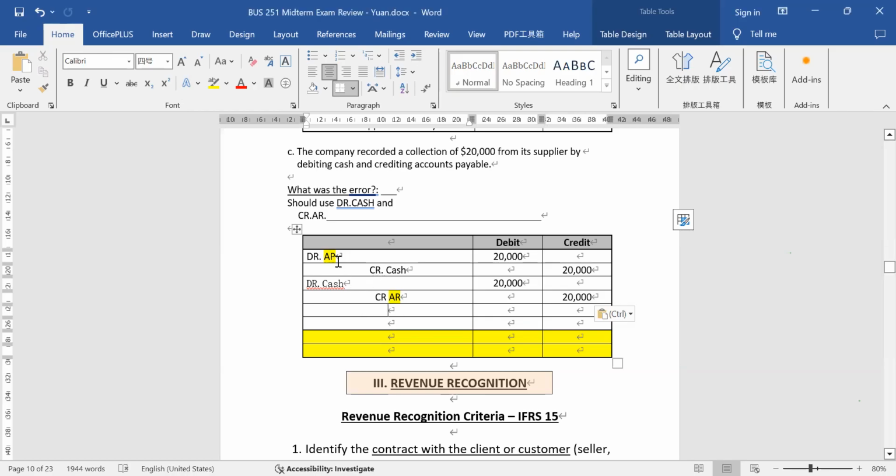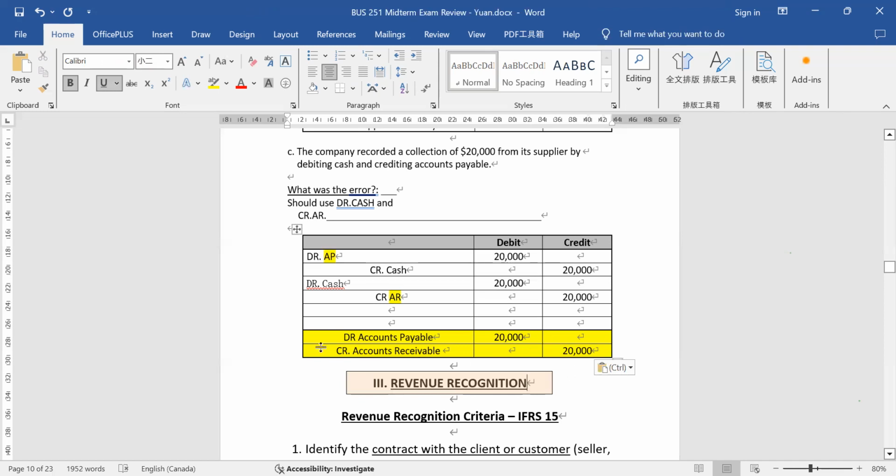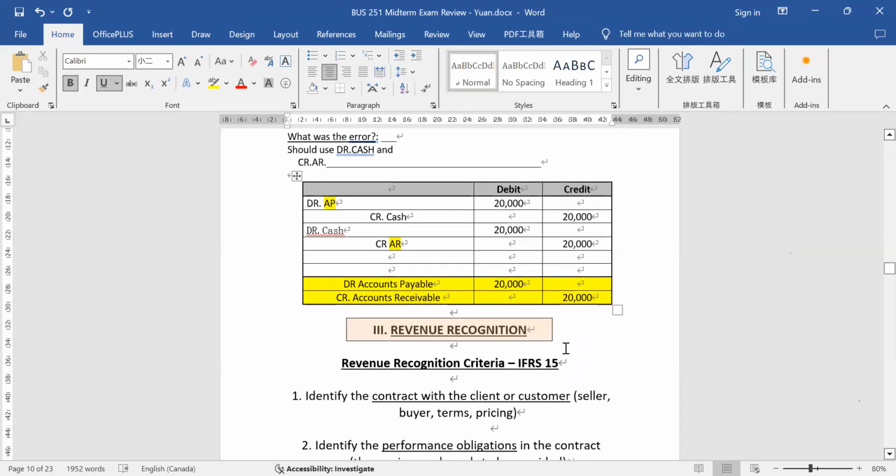And of course, at the same time, you can combine these two together because here is the credit cash and here is debit cash, and it's the same amount. So these two offset, and you can just put debit accounts payable, credit accounts receivable. So this yellow section, these two lines, is a combined entry. So in the exam, you can write the first part or you can write the combined one. It's up to you, as long as you got it right. Okay, let's move to the next one.